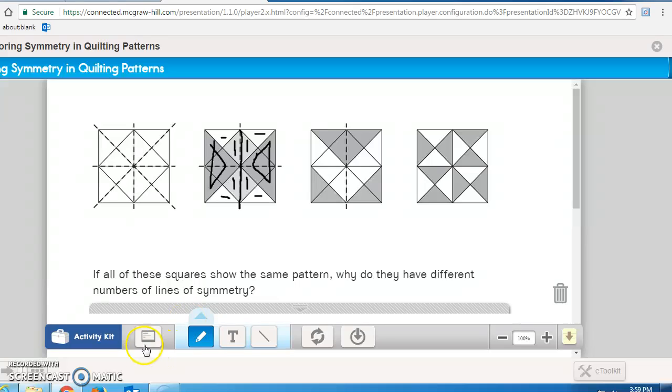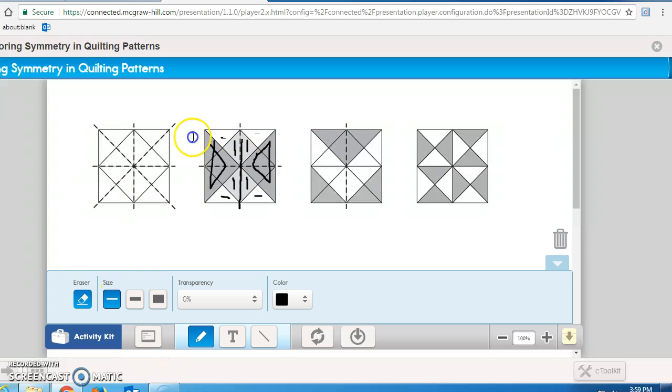The same if I would do it, and I'm going to have to erase here real quick so I can show you yet again, if I did it horizontally. Horizontally is looking at the line that is going this way.